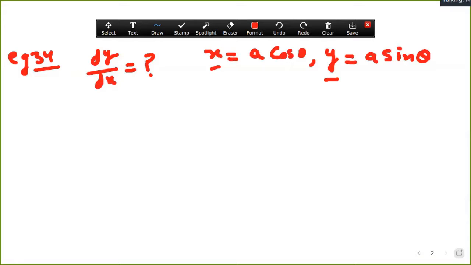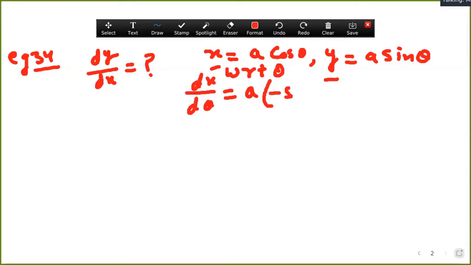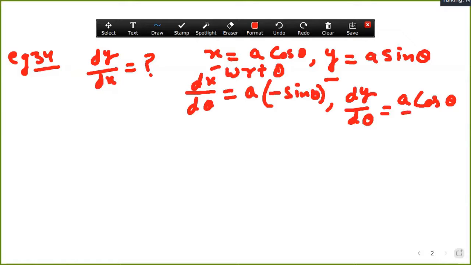Now here you have to find dx upon d theta. A is constant, and what is the derivative of cos theta with respect to theta? Cos theta gives minus sine theta. Now what is dy upon d theta? That will be equal to a, as it is, times the derivative of sine theta, which is cos theta. As you know, a is constant.